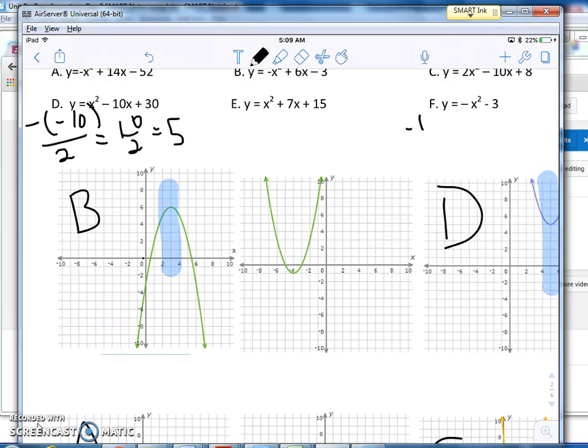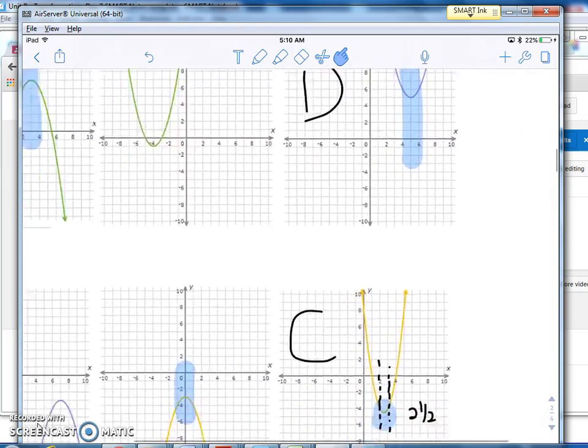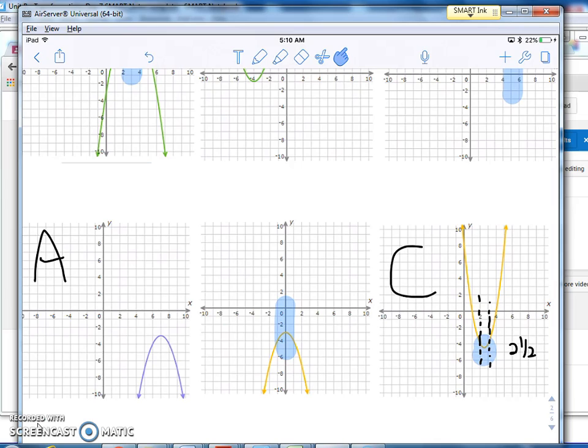So we're using opposite of B over 2A. The B value is 0. So 0 divided by -2 is 0. See if we can find a vertex at 0, so this one is not at 0. And the x value of the vertex for this one is 0.